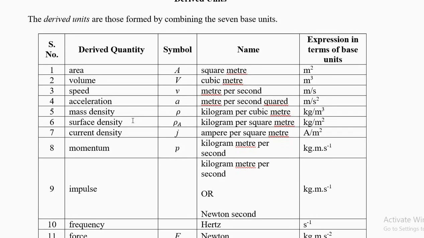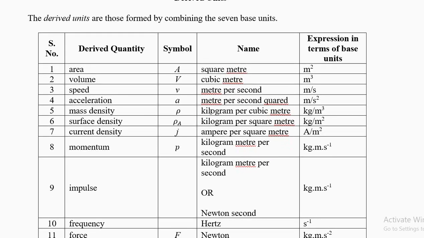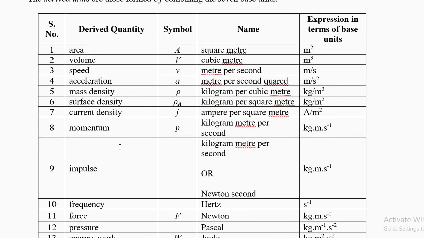Then you have the mass density, mass per unit volume. So it is kilogram per cubic meter. So kg per meter cube. Per means you have to divide. Then you have the current density, which we do not need. Momentum, eighth quantity. Momentum is mass into velocity.